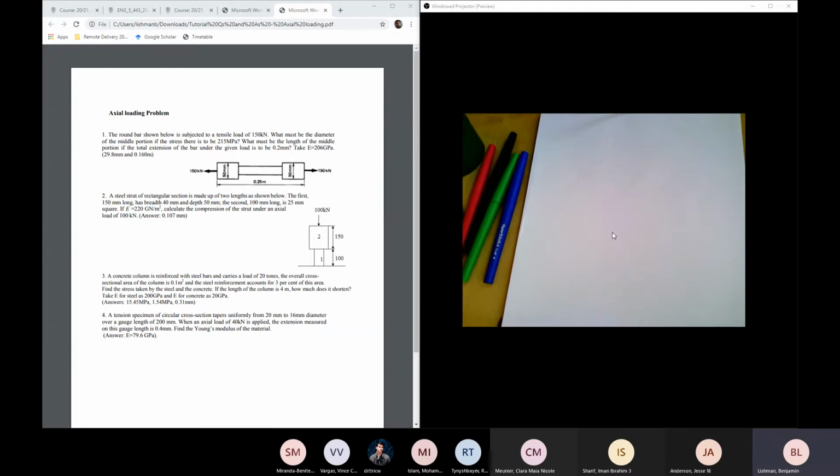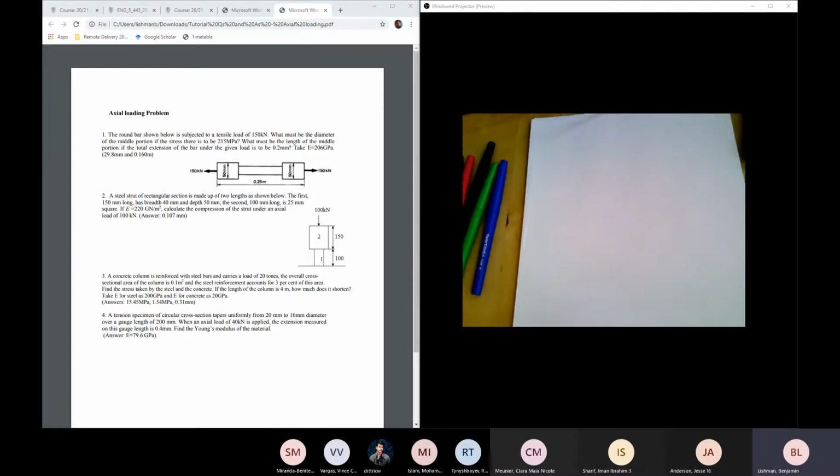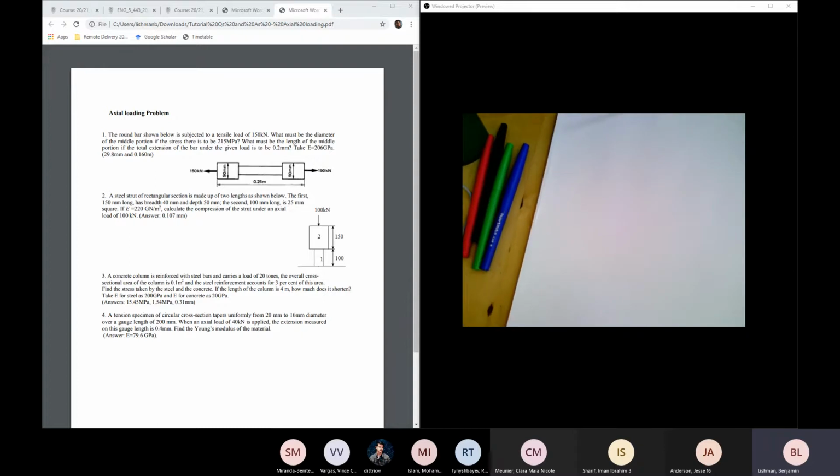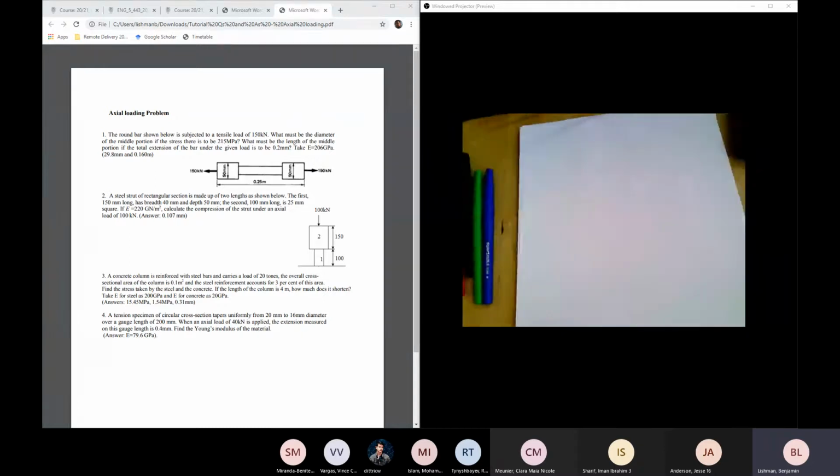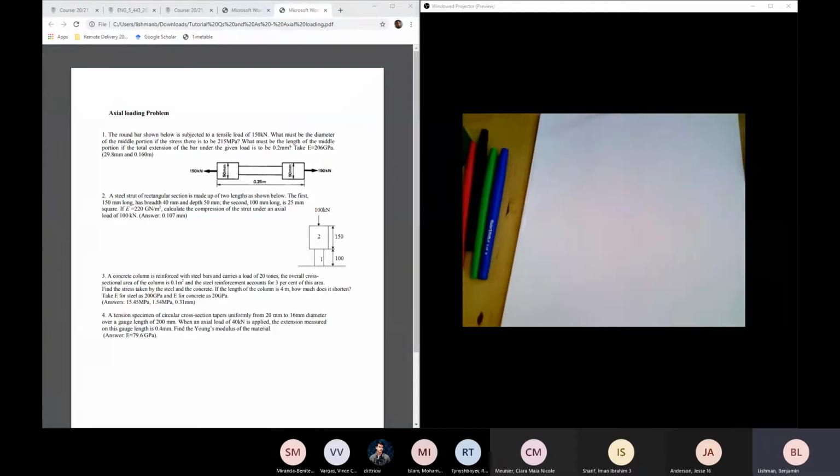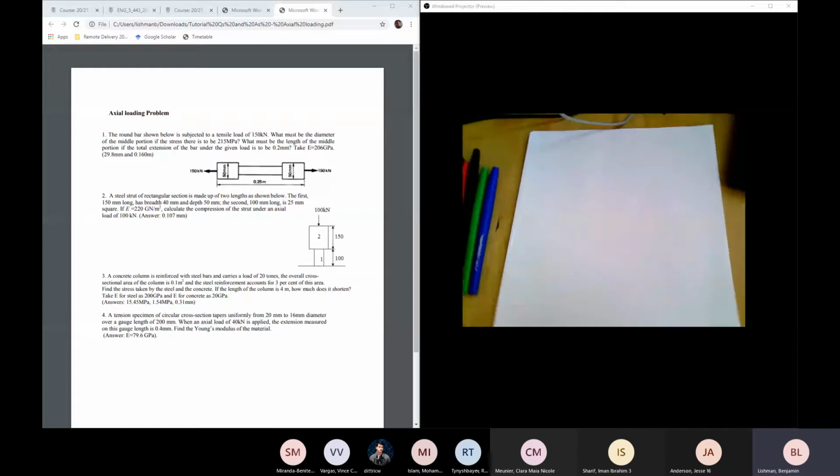Again, I've got two screens, so I can keep an eye on the chat window, and obviously you're welcome to just turn your microphones on and shout out if there's anything that you think I need to cover more or better or differently.